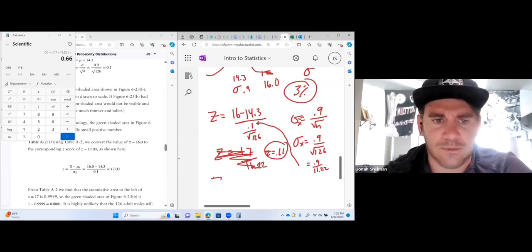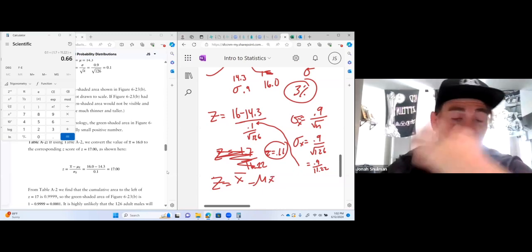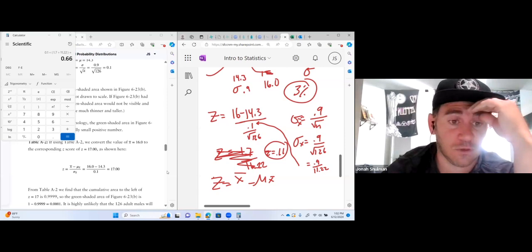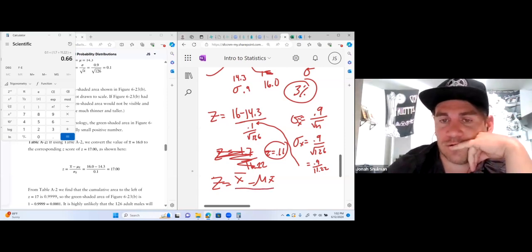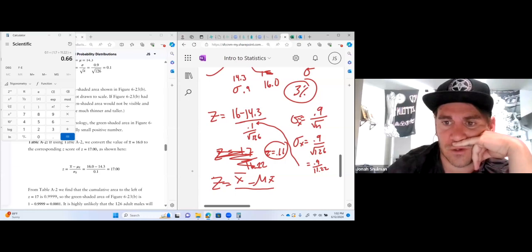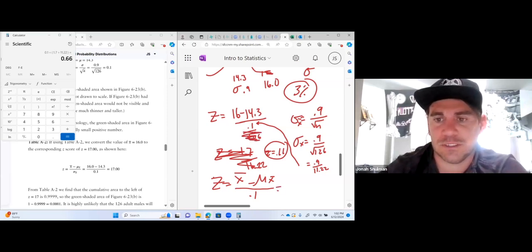Formula here is z. Your mean minus your sample mean, right? Oh, sorry, it's the mean you're looking for, or your X value that you're trying to find from the sample, minus the total mean over what? Whatever you get for your standard deviation, which we know was 0.1. I just had an extra one here. I already did the divided by the square root, so I don't have to do it twice. That was my only mistake. Guess what? We all make them, right?